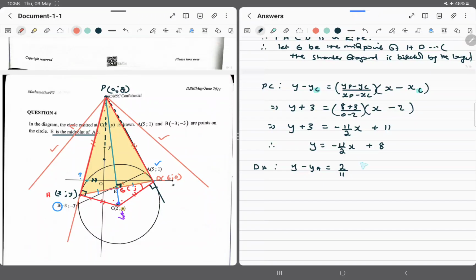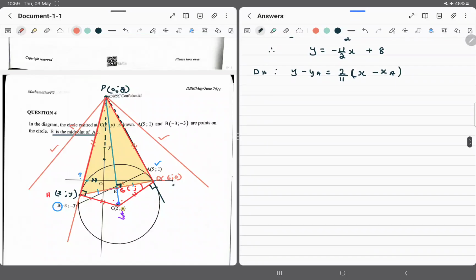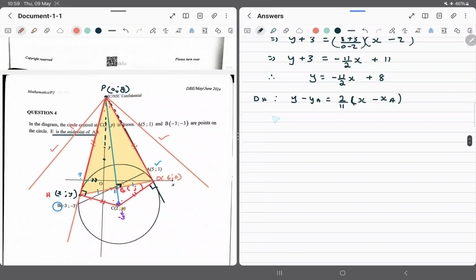So this one is going to be this into x minus x at A. Don't be carried away as much as you are winning. So this is y minus, did I say A? Not A. This is D, guys. The point that we know here is D. So this is y at D, which is 0, is equal to 2/11 into x minus 6.